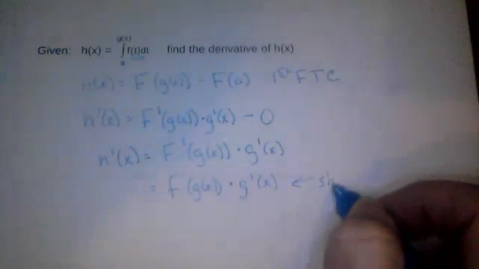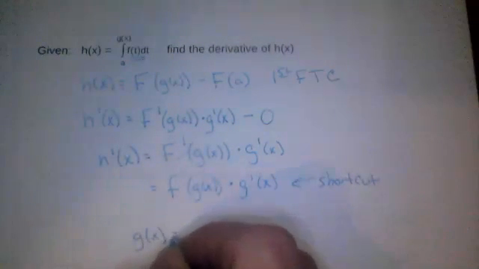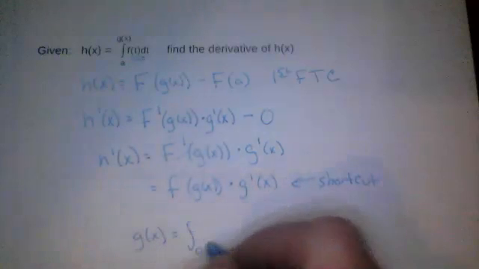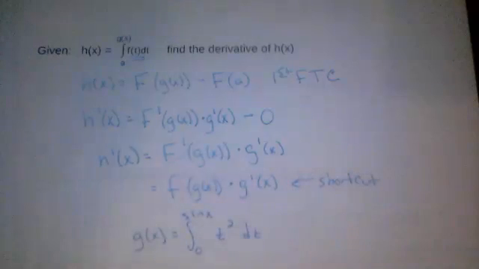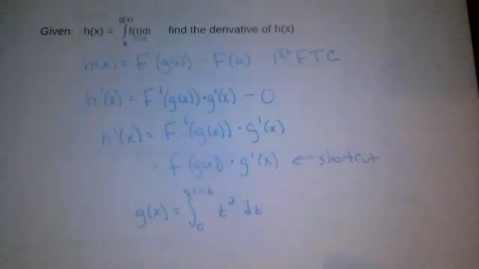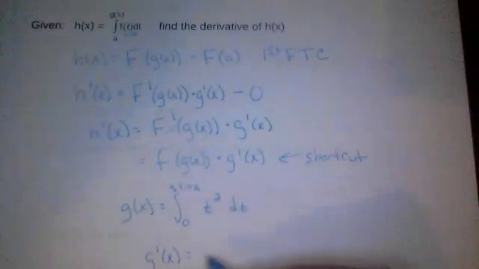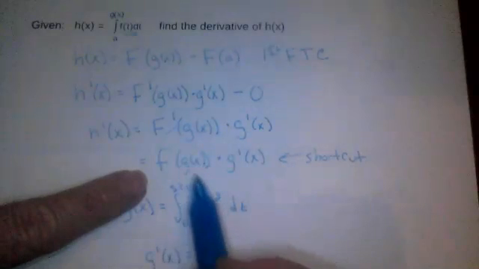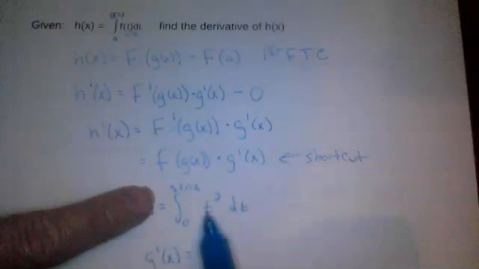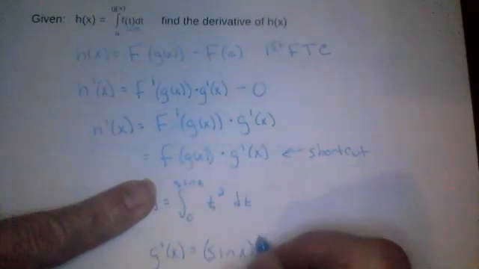So this is the shortcut. Let me show you how that works with the example we had above. We had g of x equals the integral from 0 to sine x of t squared, right? So if we use the shortcut, it says that g prime of x would equal, and we're going to put g of x, this top value, in here. So we're going to get sine of x squared.